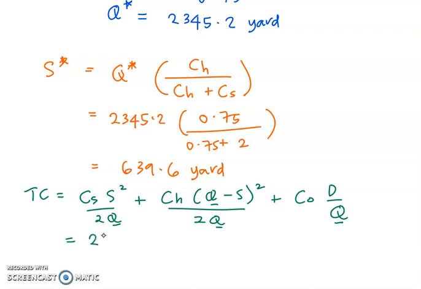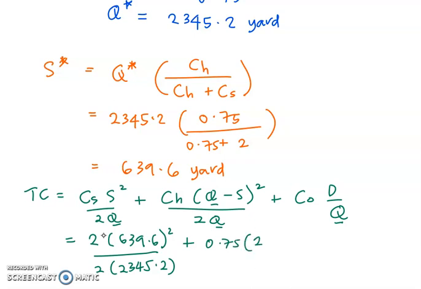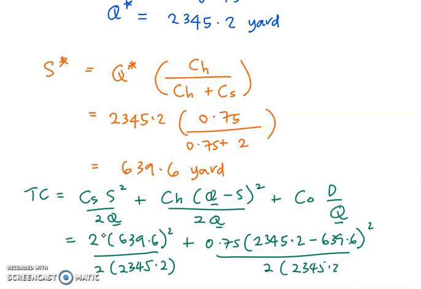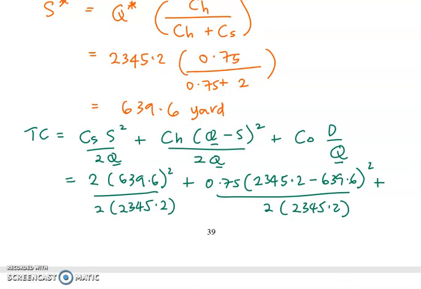Okay, so substitute all the values here. 639.6 squared over 2 times 2345.2, plus the holding cost 0.75 times 2345.2 minus the S optimal 639.6 squared, divided by 2 times 2345.2, plus the ordering cost of 150 times annual demand 10,000 divided by Q optimal 2345.2.